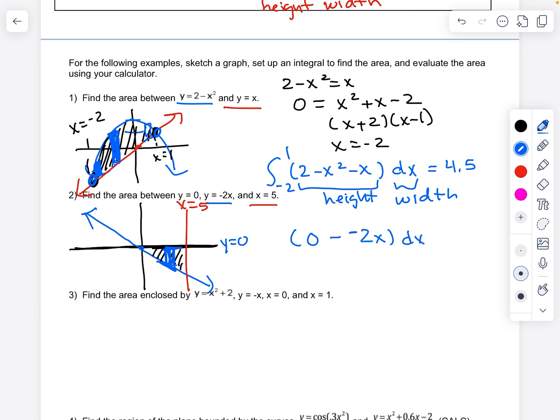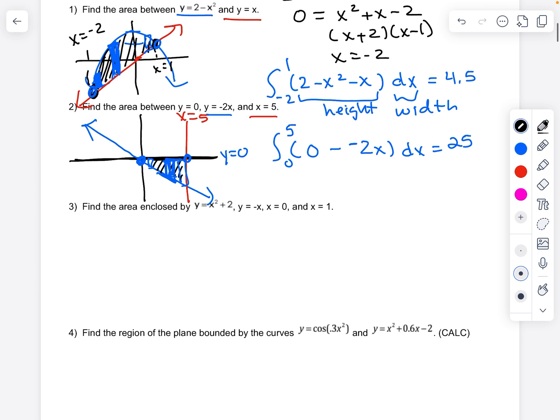The width of the rectangle is dx. And I want to add up all the rectangles from here to here to get the entire area. So that would be from 0 to 5. And again, use the calculator to double check that you do get 25 here.